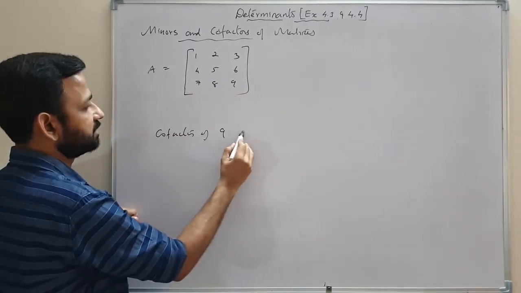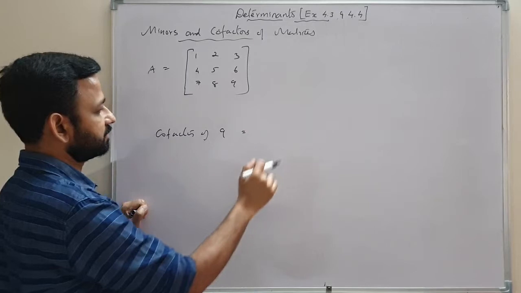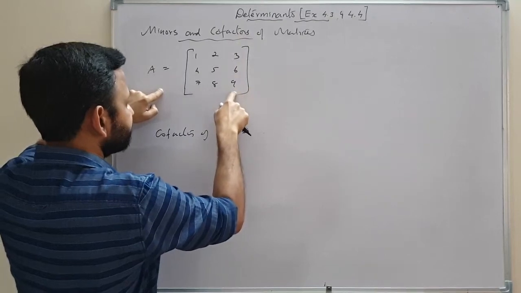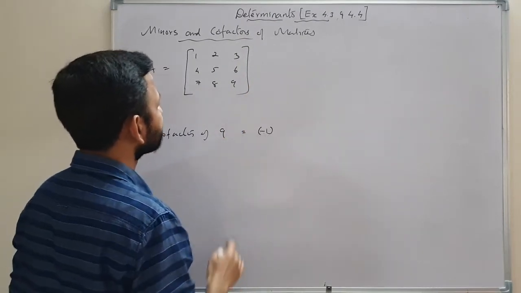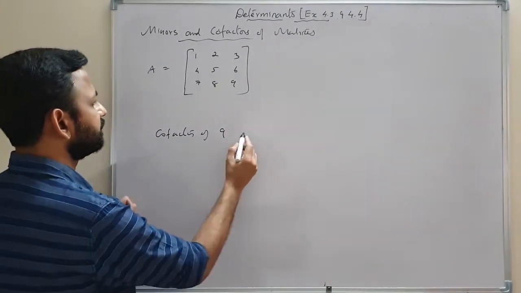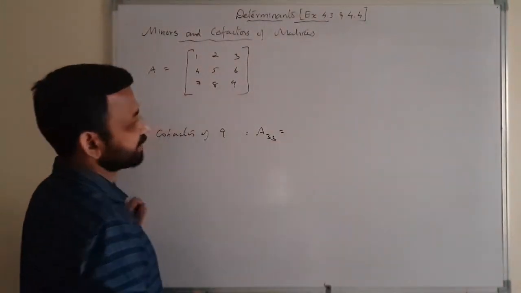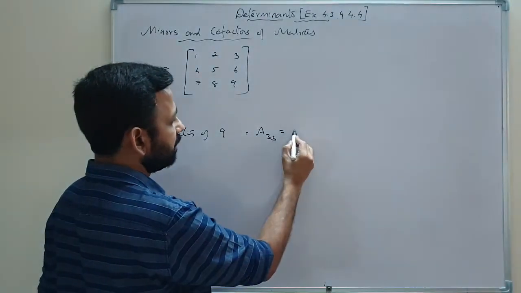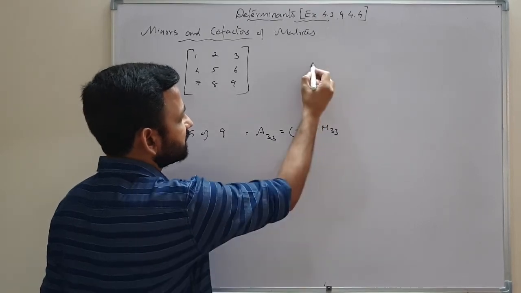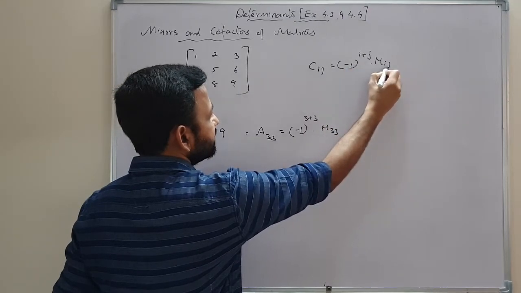Cofactor of 9 can be denoted as cofactor of 9. 9 is from third row and third column, so it is A33. Cofactor of 9 is A33. The formula is minus 1 raised to 3 plus 3 into M33. So this is the formula: Cij equals minus 1 raised to i plus j into Mij.